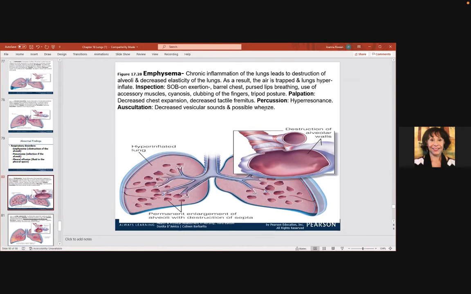There is decreased chest expansion, decreased tactile fremitus, and on percussion there is hyperresonance. Auscultation: there are decreased vesicular sounds and possible wheezes. And you can see how the lung is hyperinflated. There is a permanent enlargement of the alveoli with destruction of the septa, and also destruction of the alveolar walls. So you can imagine the people who have emphysema always have serious problems with breathing.